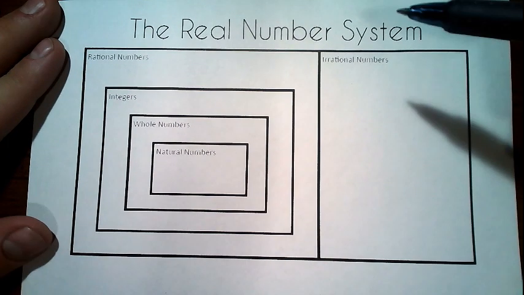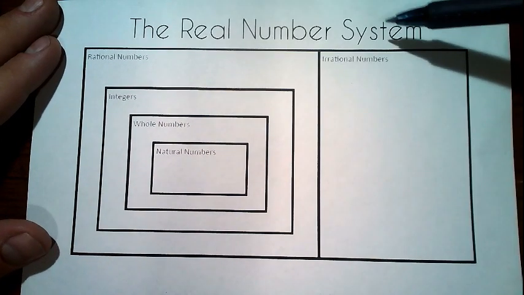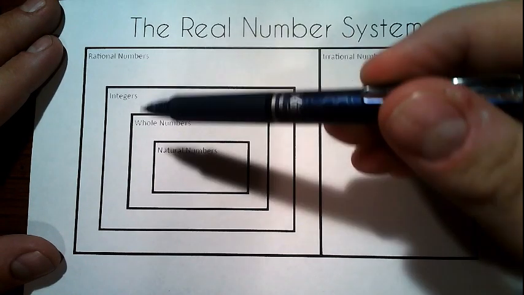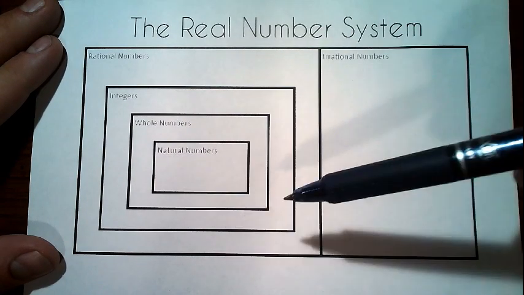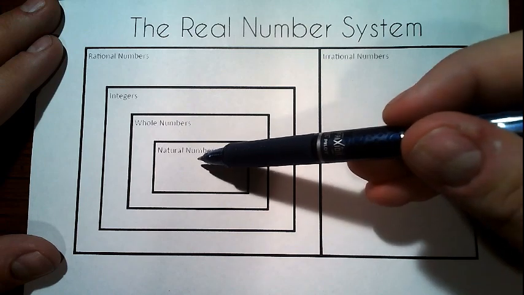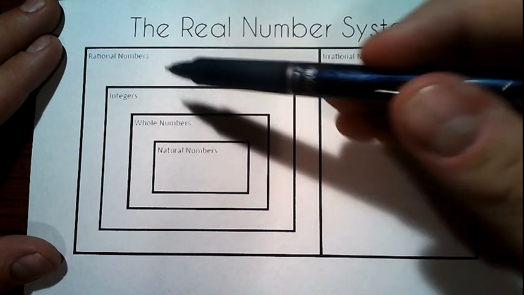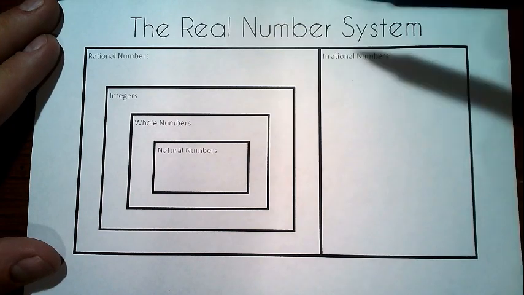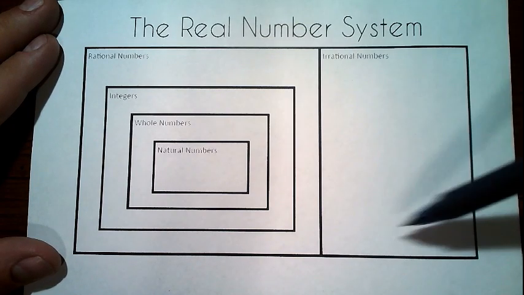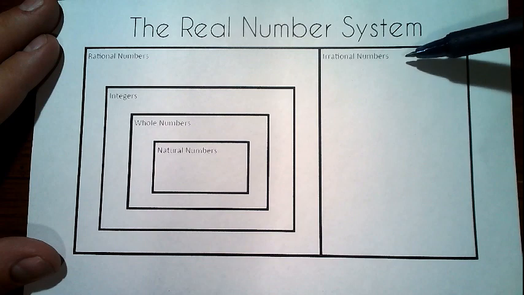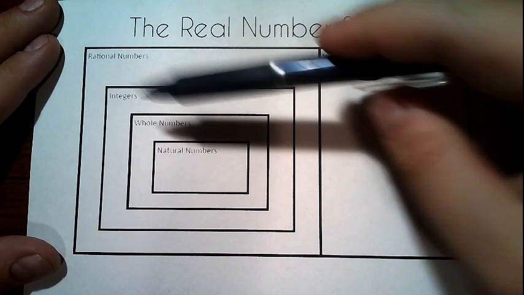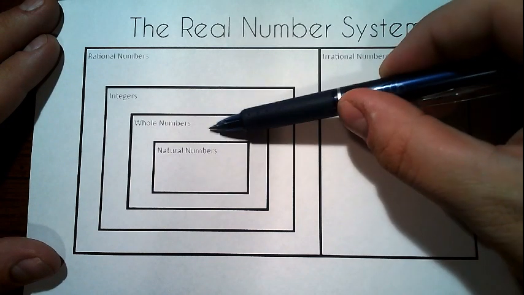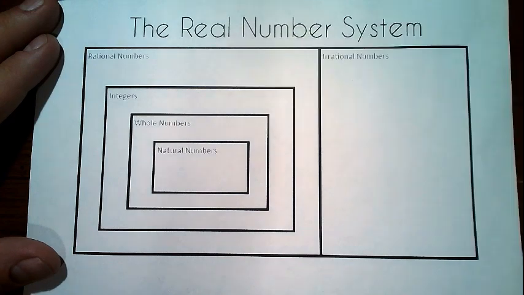So this is a breakdown of the real number system. And we have these different sets of real numbers and where they fit. There's what's called the natural numbers, whole numbers, integers, rational numbers, and then over here kind of off to the right is irrational numbers. So you notice how these boxes are inside of a box and inside of a box and inside of a box.